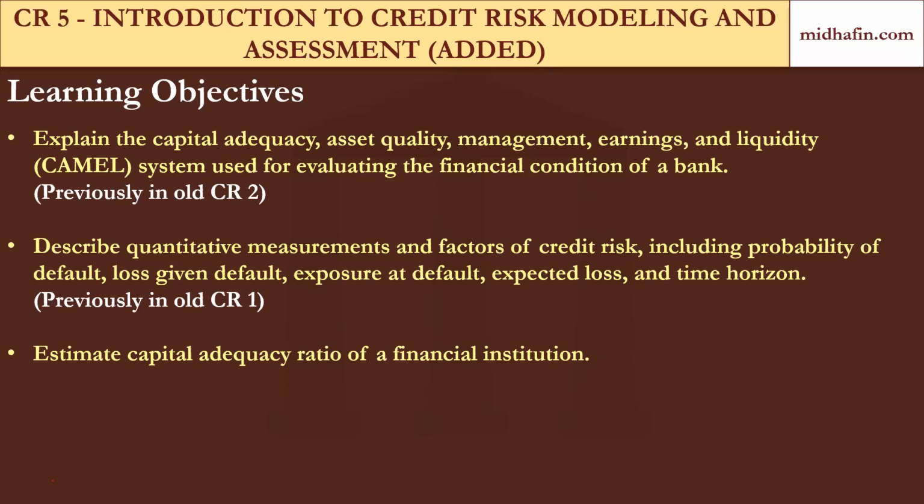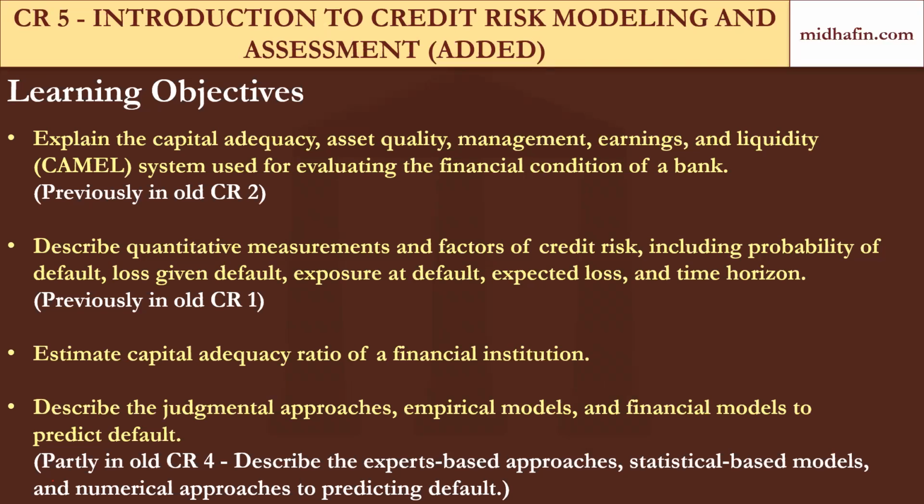Then capital adequacy ratio. This is a new learning objective, but the content was there, because if you explain the CAMEL system, then capital adequacy is already covered. But yes, the ratio has been calculated in detail. Then you have the fourth learning objective, judgmental approaches, empirical models, and financial models. This was partly in old CR4, because there was a learning objective in CR4 where we discuss the expert-based approaches, statistical-based models, and numerical approaches to predicting default. So it's quite similar: judgmental approaches, empirical models, and financial models.